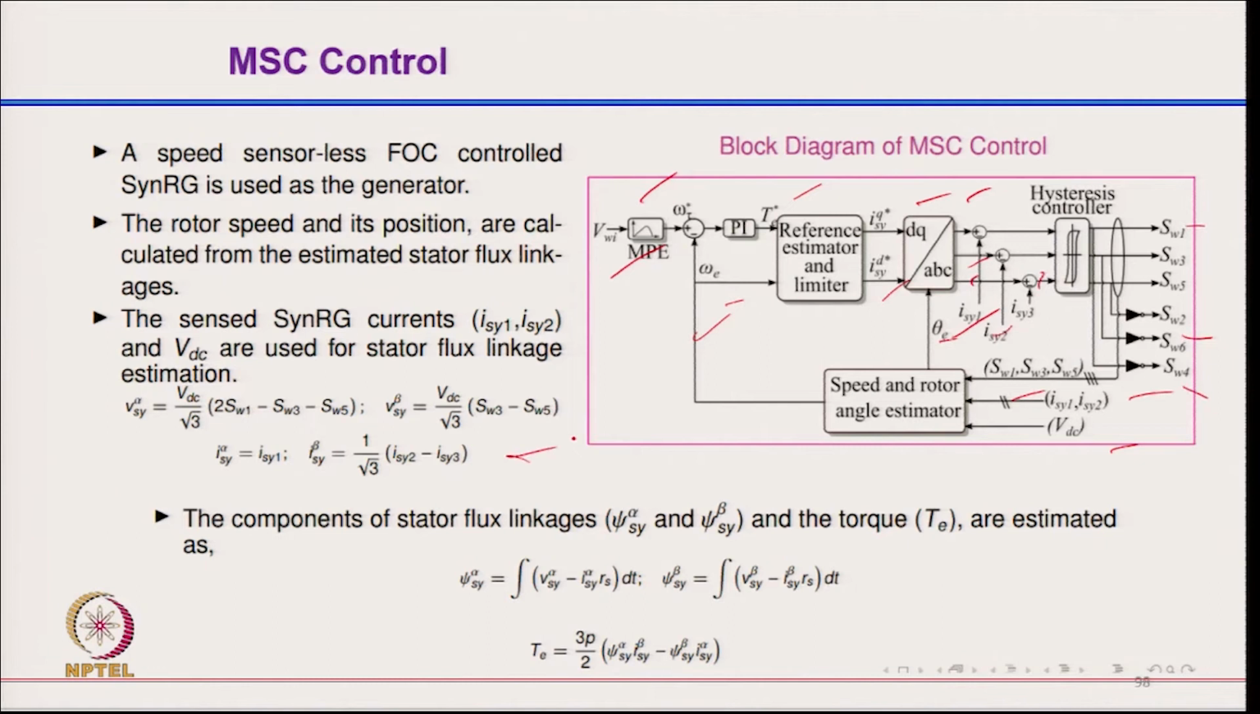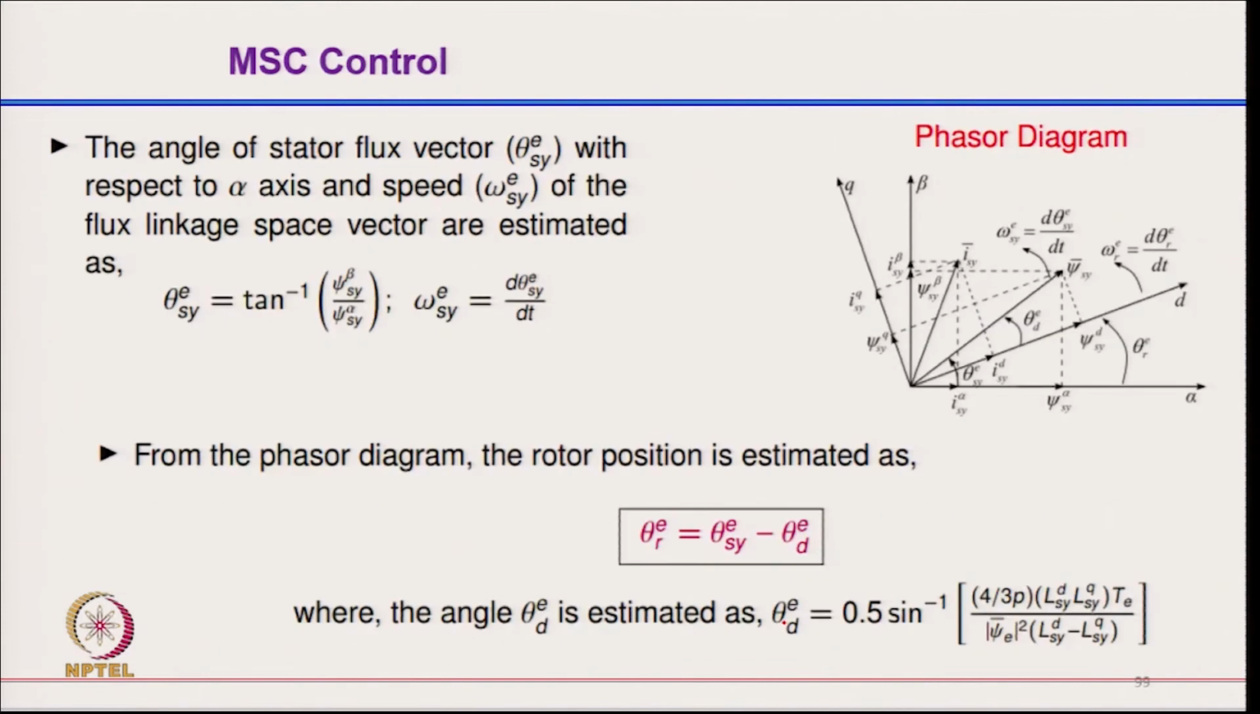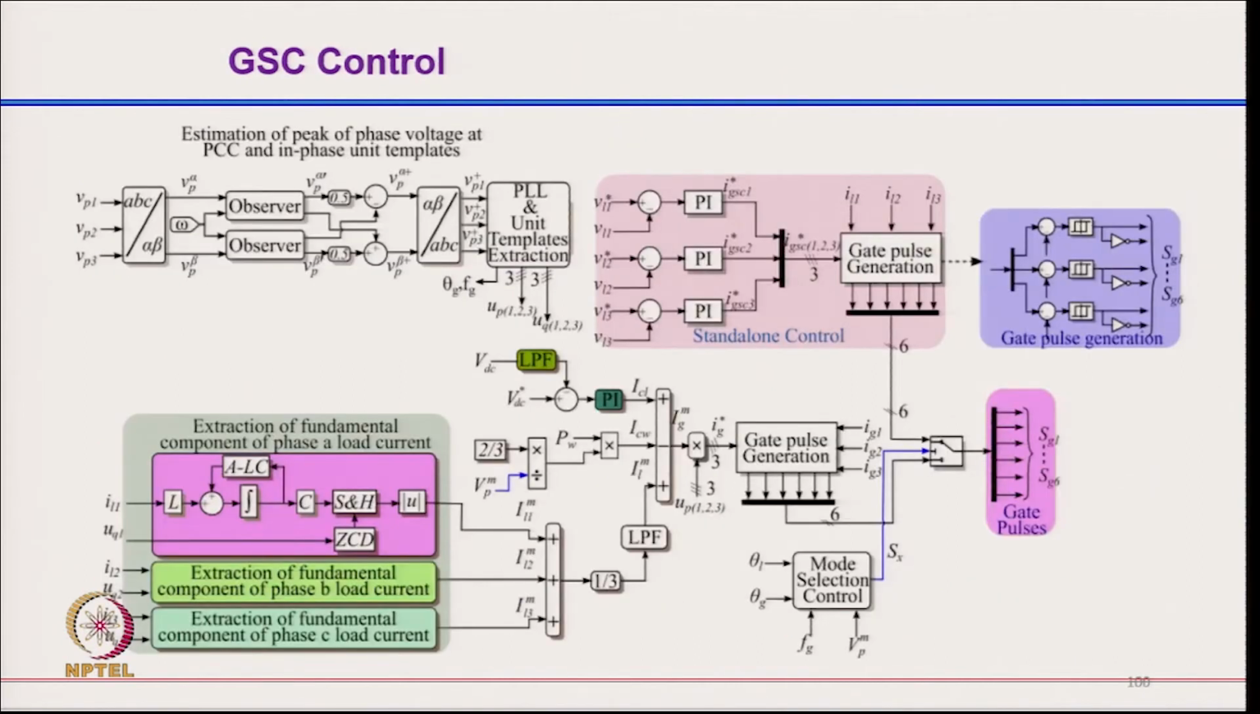And these are the typical algorithms. From the DC link voltage, we get the alpha beta voltage, and we are sensing the current. So, we are getting the alpha beta component of the current, from which we calculate the alpha beta component of the flux, and we estimate the torque. Then we are able to estimate the position as well as the speed. From the phasor diagram you are able to get different angles.